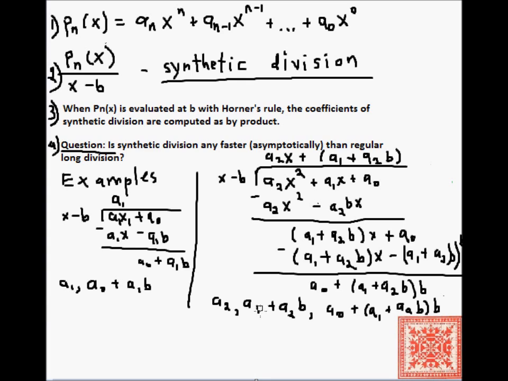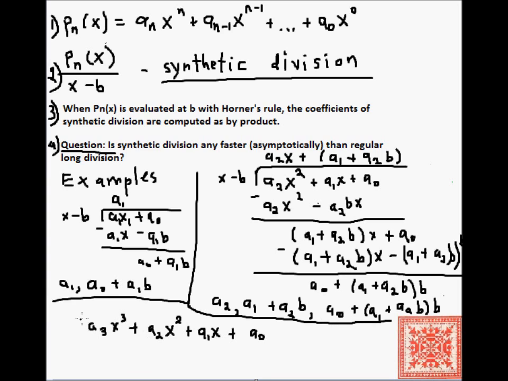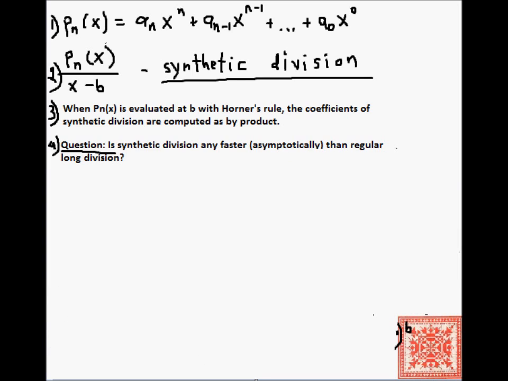I'm running out of space here. Let me erase this and make sure that this is a1. But let me just state the result, let's do the third degree polynomial and divide it by the linear monomial x minus b. So a3 times x cubed plus a2 times x squared plus a1 times x plus a0 divided by x minus b. You can pause this screencast and see which coefficients you're going to get as a result.